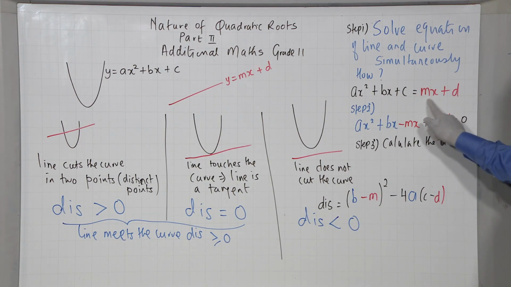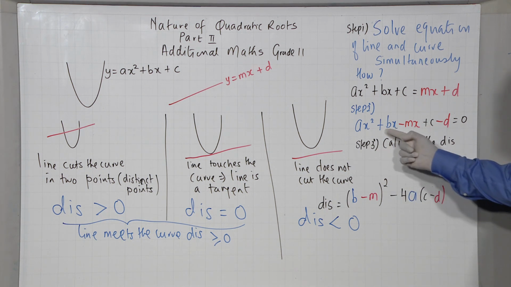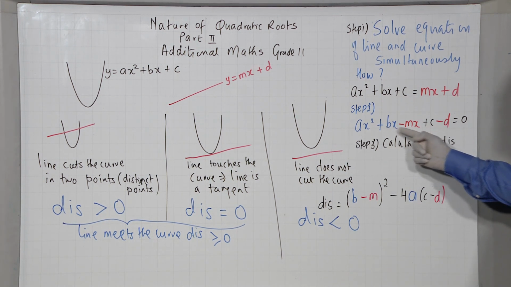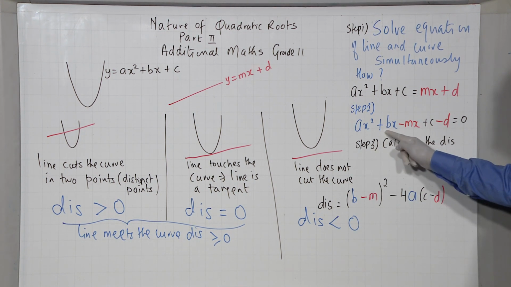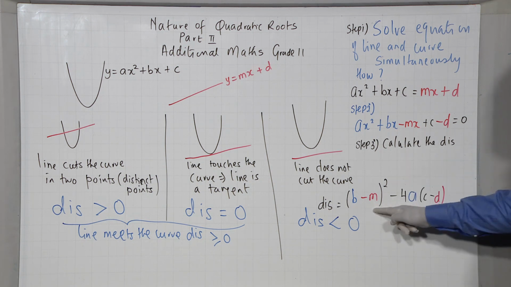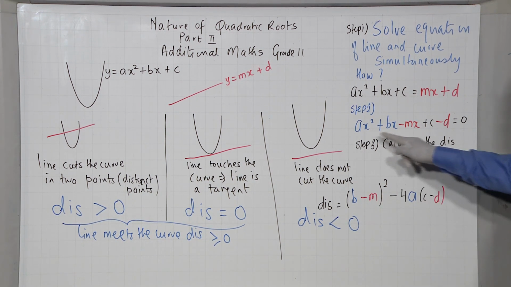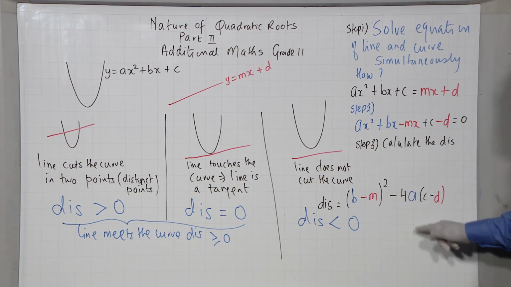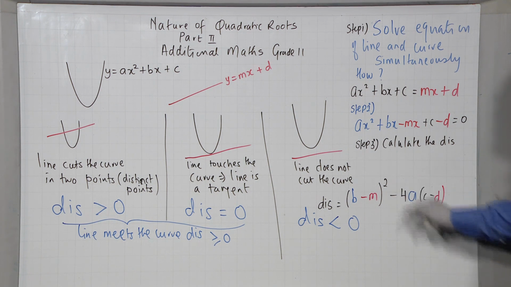Step 2, we transfer all the terms on the left-hand side and then calculate the discriminant. b minus m, whatever you see in front of x, squared. I see plus b, I see minus m. b minus m, I calculate the value, I square. 4 times coefficient of x squared times the constant here. So I get the discriminant.